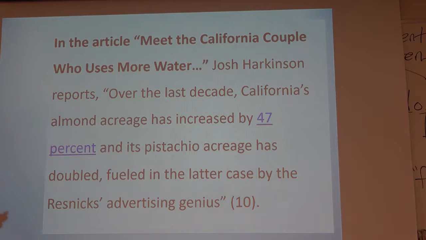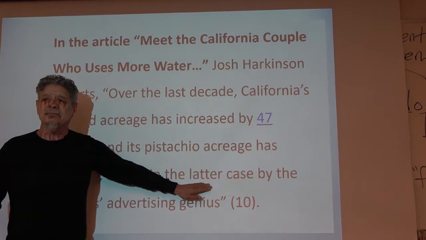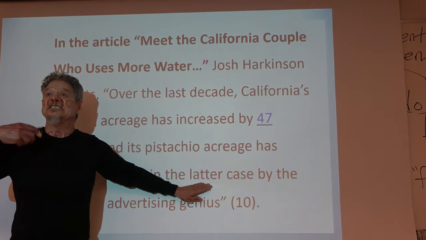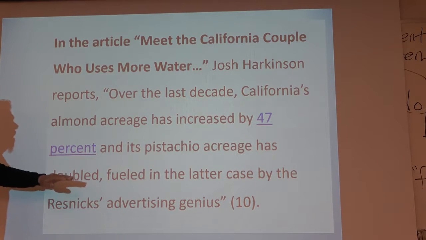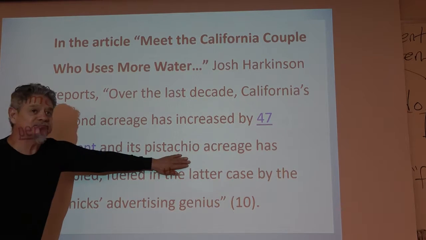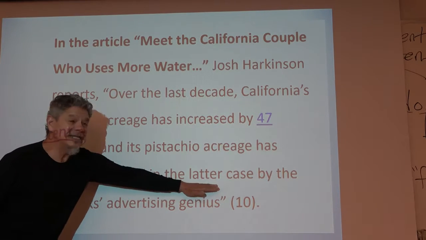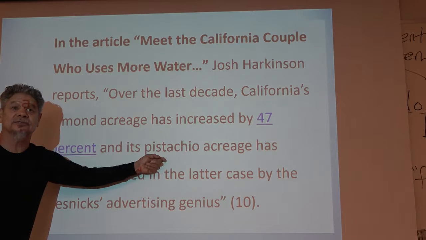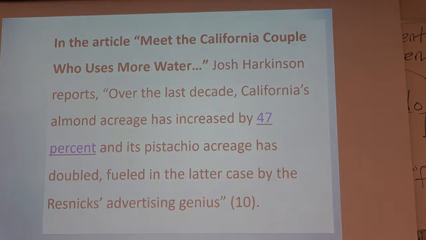And this is the quote. Over the last decade, California's almond acreage has increased by 47% and its pistachio acres has doubled, fueled in the latter case by the Resnick's advertising genius. This word doesn't mean latter. It means the second. Here we're talking about almonds, and here the pistachios. So if this is the latter case, in the case of pistachios. Okay? That's what that means.